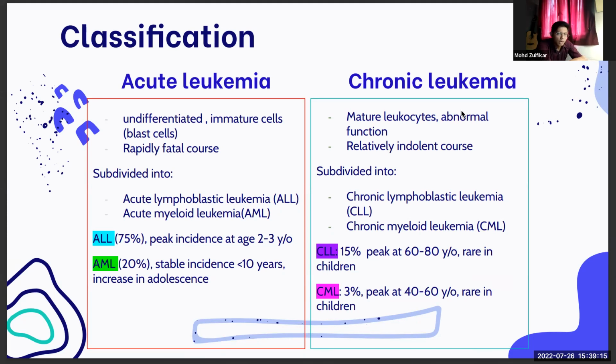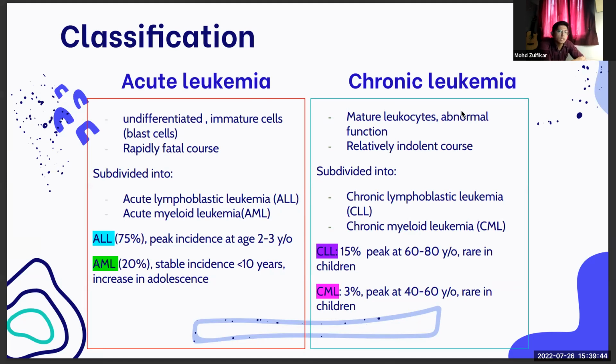ALL, as I already mentioned, is the most common one, accounting for 75% of cases, and the peak incidence occurs at the age of 2 to 3 years old. AML accounts for 20% of cases, with a stable incidence in those less than 13 years of age, and the cases increase in adolescents.